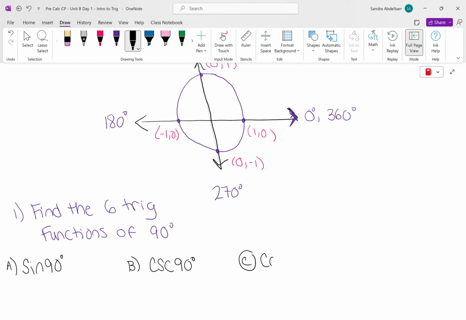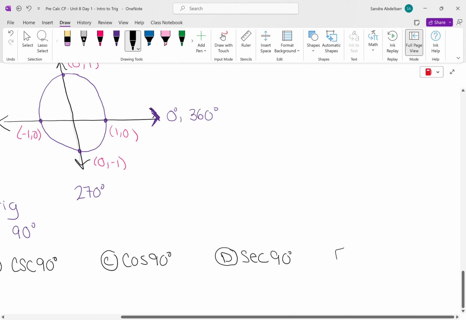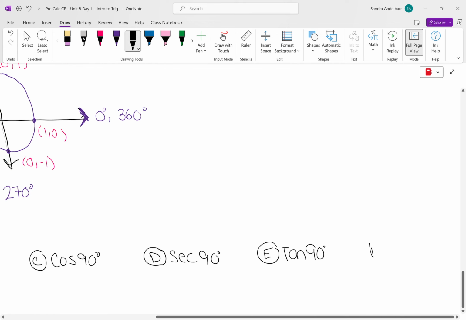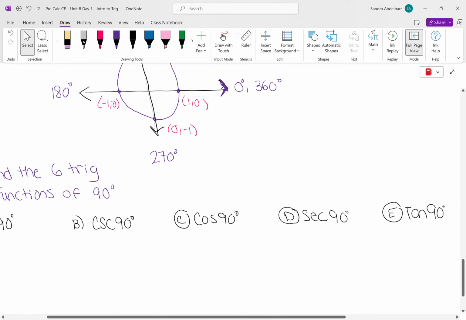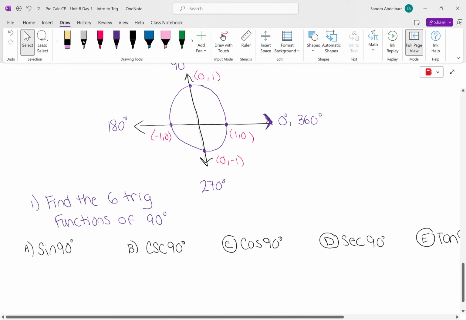I want the cosine of 90. What's the reciprocal of cosine? Secant. I want the secant of 90. I want the tangent of 90. What's the reciprocal of tangent? Cotangent. I want the cotangent of 90. So when I say find the 6 or find all, I want those. That's what I'm asking for.